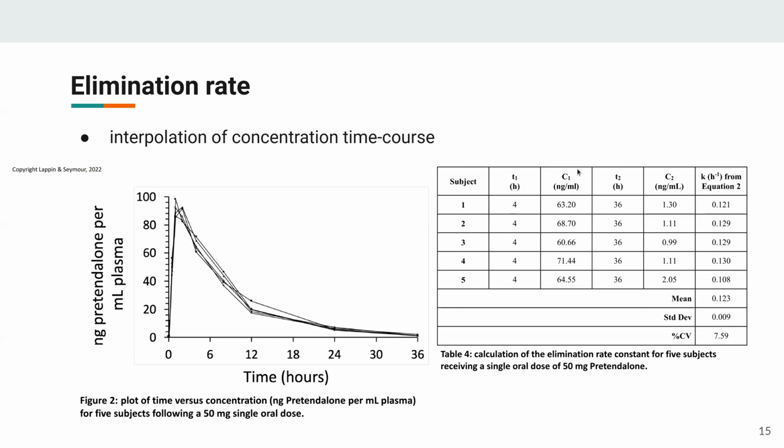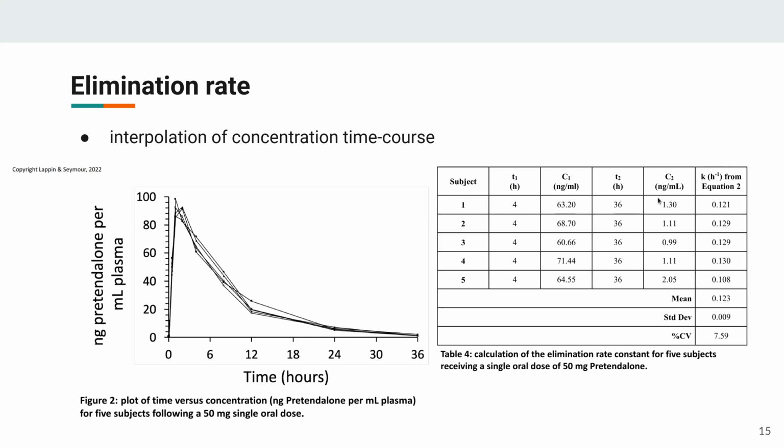For this elimination rate, like I said, you normally take the logarithm here, and then you do an interpolation and calculate the elimination rate. You can also do this by just calculating the difference in concentration over time, and get an elimination rate from that. But this is basically just a local estimate. Overall, you're more interested in, okay, what is the overall elimination rate?